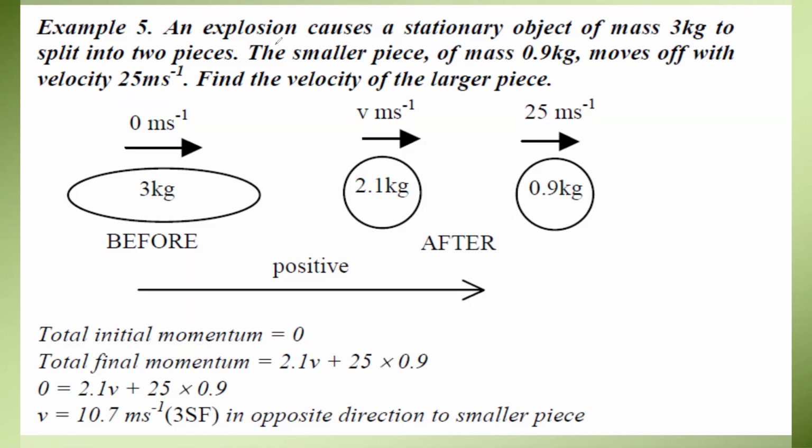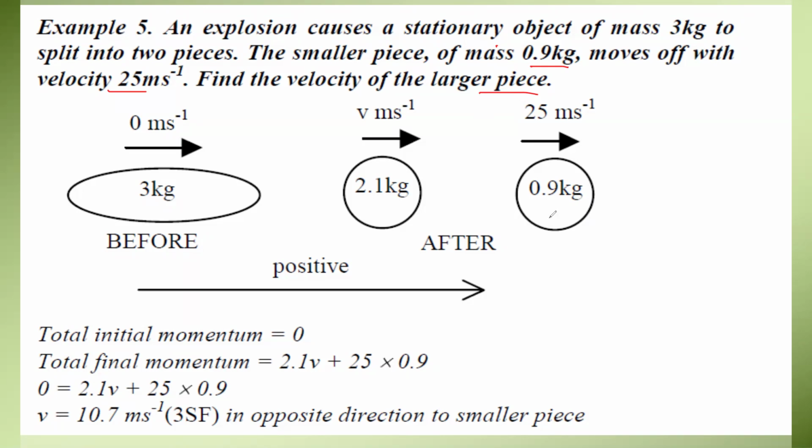For example, an explosion caused a stationary object of mass 3 kilograms to split into two pieces. The smaller piece has a mass of 0.9 kg and moves off with a velocity of 25. What is the velocity of the large piece?